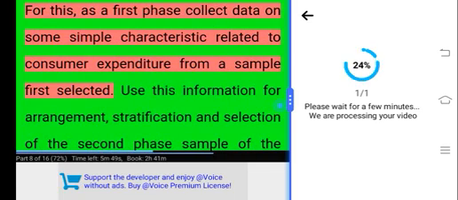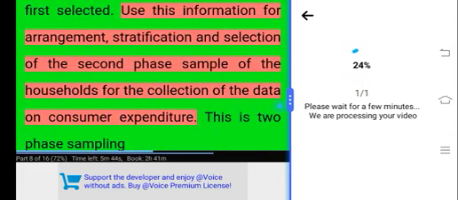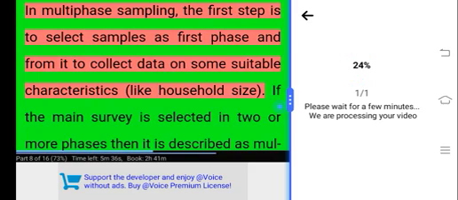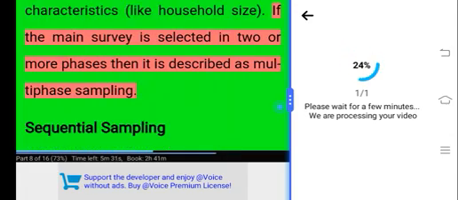For this, as a first phase, collect data on some simple characteristic related to consumer expenditure from a sample first selected. Use this information for stratification and selection of the second-phase sample of households for the collection of the data on consumer expenditure. This is two-phase sampling. In multi-phase sampling, the first step is to select a sample as the first phase and from it to collect data on some suitable characteristics like household size. If the main survey is selected in two or more phases, then it is described as multi-phase sampling.